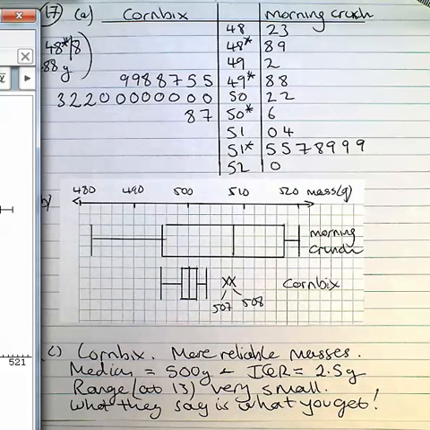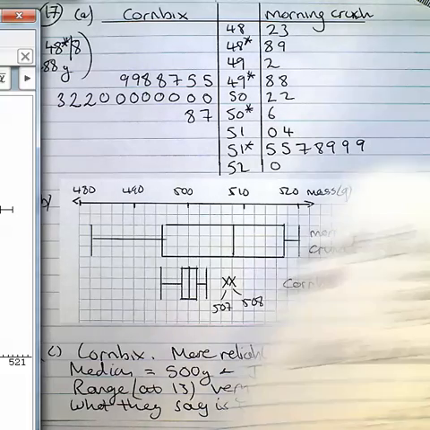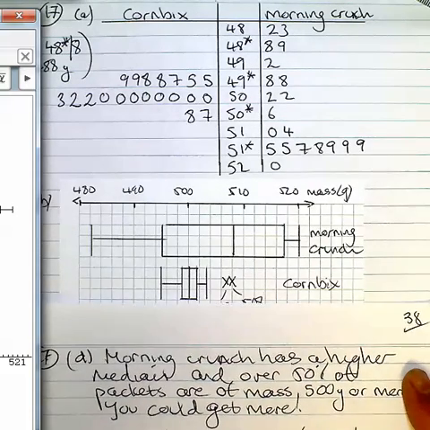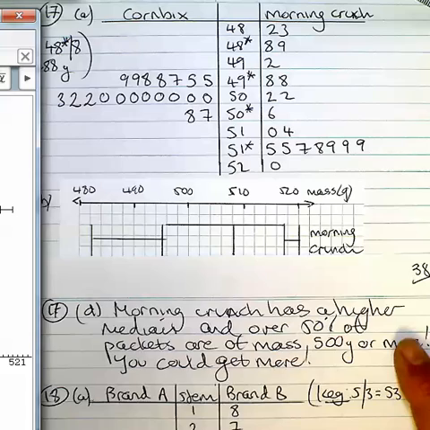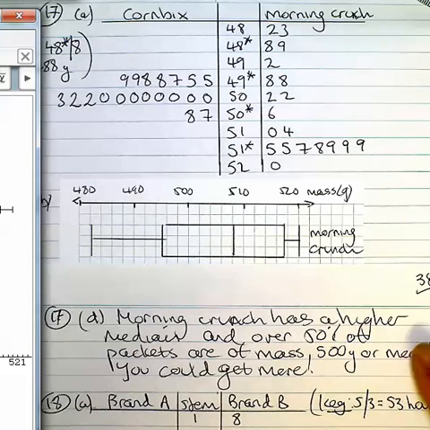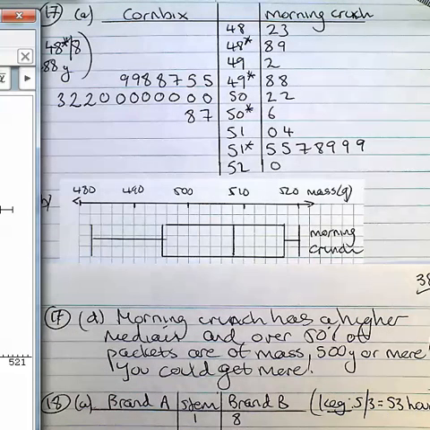Bit of a lucky dip, and I'll just show you the answer I've come up with there for the Morning Crunch. High median, and over 50% of the packets are of mass 500 grams or more. Matter of fact, I could have said over 50% or over 508 grams. But in a bit of excitement, Morning Crunch, Cornbeck's a bit more reliable.